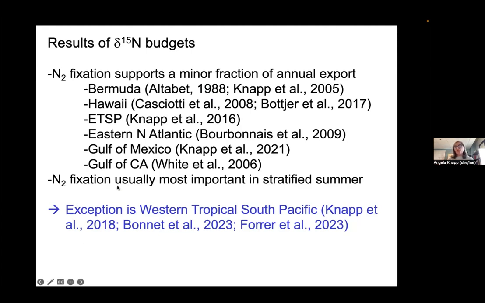When nitrogen fixation is important, and usually nitrogen fixation has been detected in these budgets, it's most important in the stratified summertime, but it usually is supporting something like 25% of export and it's usually focused in the summer. And again, the exception to this is some work that I've been doing with a French colleague, Sophie Bonnet, and we have been finding really high rates of nitrogen fixation in the Western tropical South Pacific. So some of the highest rates in the global ocean.